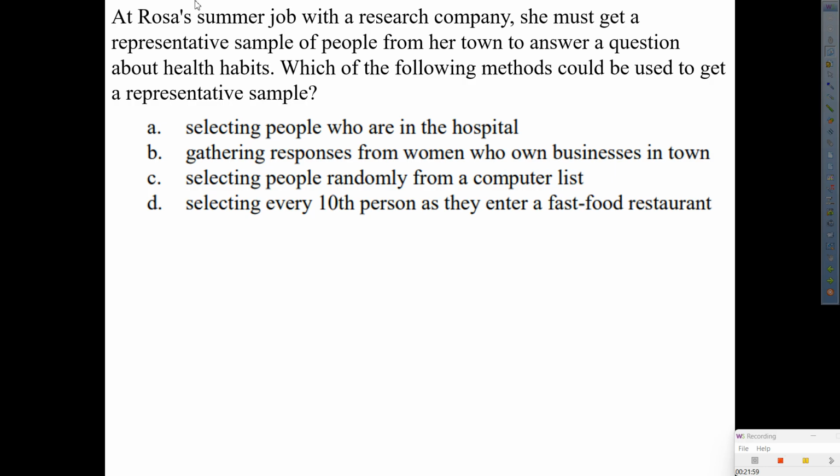B, gather responses from women who own businesses in town. Isn't that a little bit biased? Yeah, you're only selecting a group of people. Selecting people randomly from a computer list, that's doable.